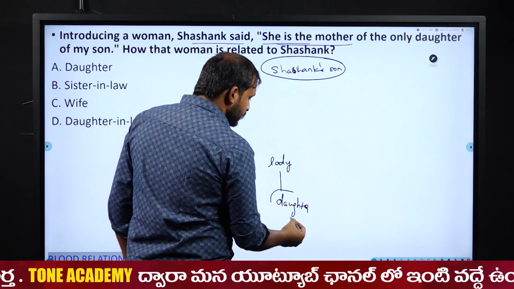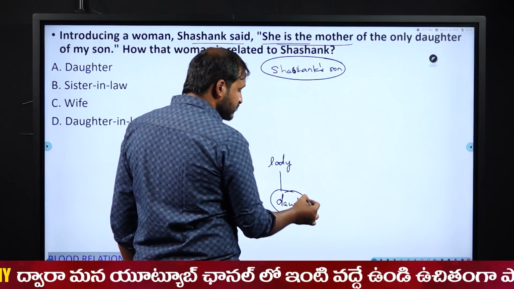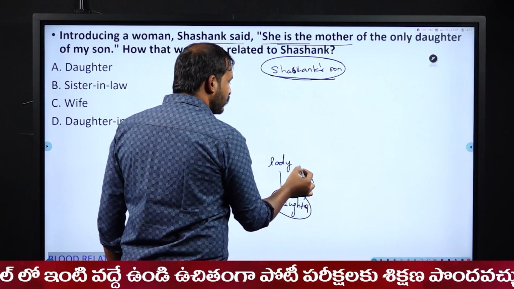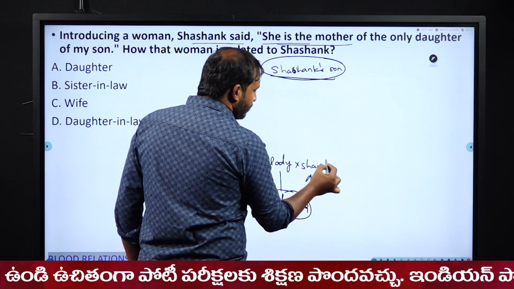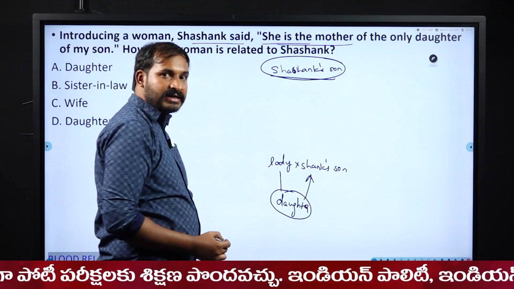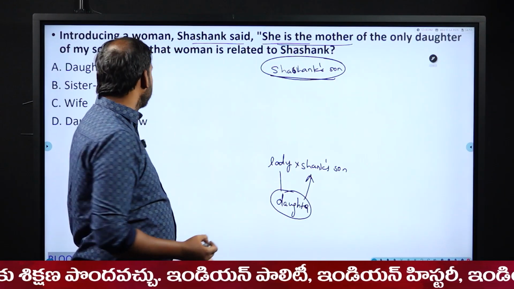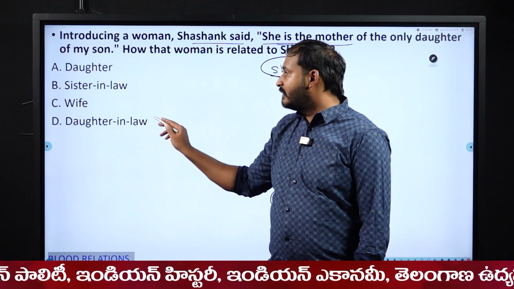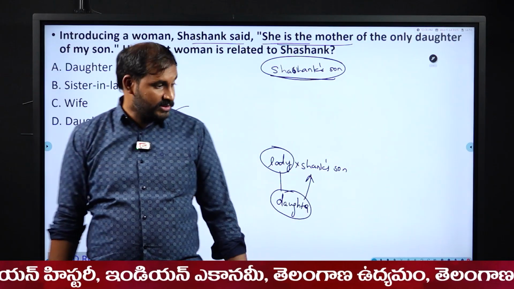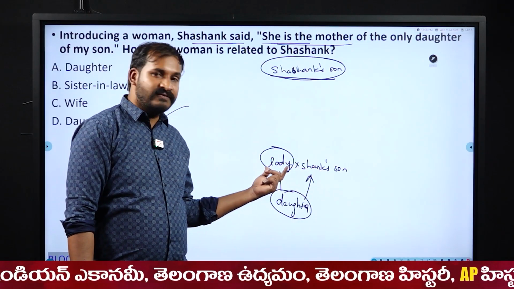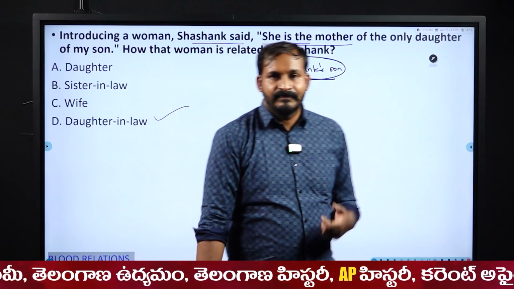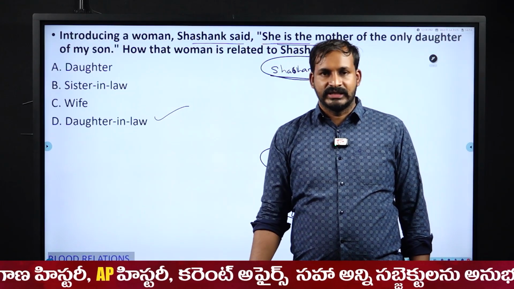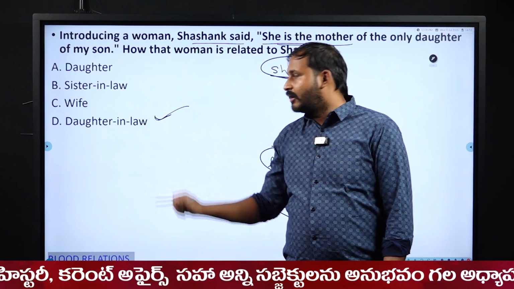This will become Shashank's son, and she is the daughter to whom? Shashank's son. That means obviously Shashank's son and that lady will become wife and husband. Now, how is that woman related to Shashank? The lady becomes daughter-in-law to Shashank. Why? Because Shashank's son's wife is that lady. Then obviously Shashank will become father-in-law to that lady. So our answer here becomes daughter-in-law.